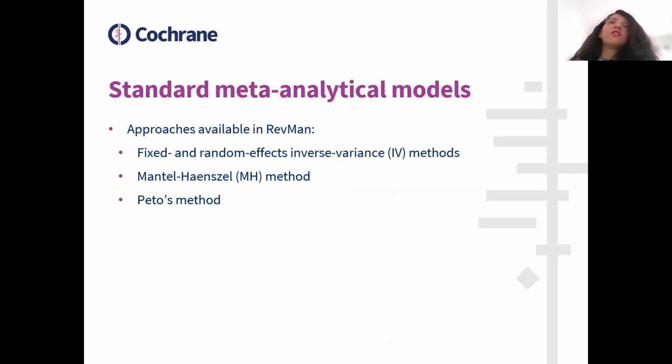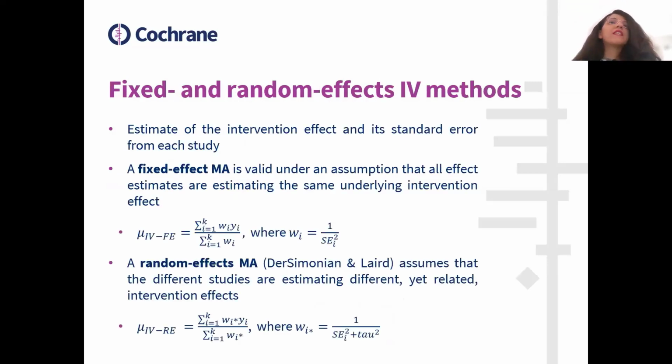So the standard meta-analytical models, which are also available in RevMan, and we will review in detail in the next slides, are the fixed and random effects inverse variance methods, the Mantel-Haenszel method, and the Peto method. Both fixed and random effects inverse variance methods are 2-stage models. That means that we need the estimate of the intervention effect and the corresponding standard error from each study. And then all these individual estimates will be synthesized.